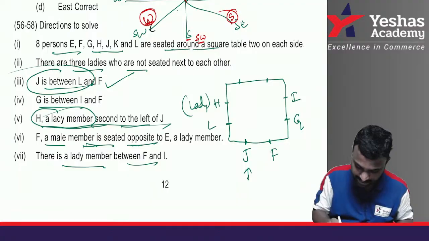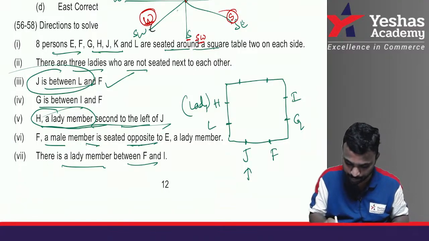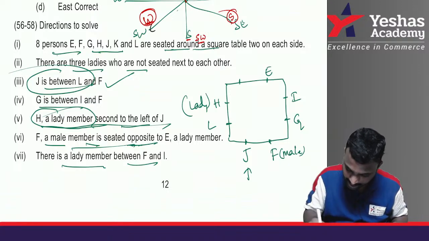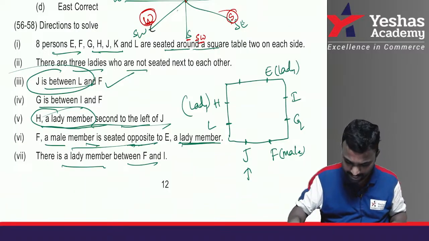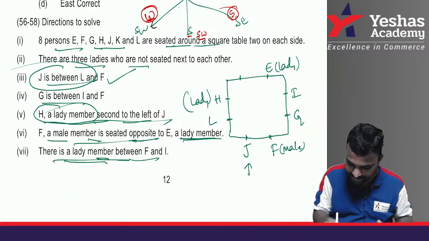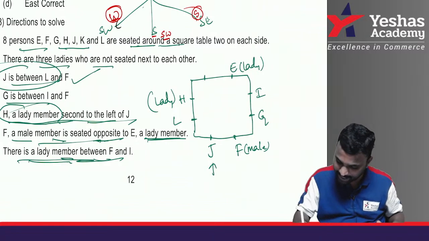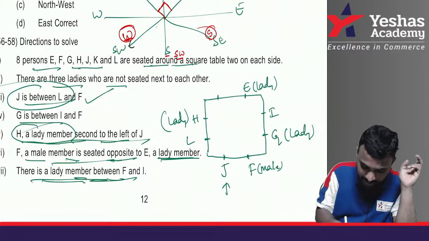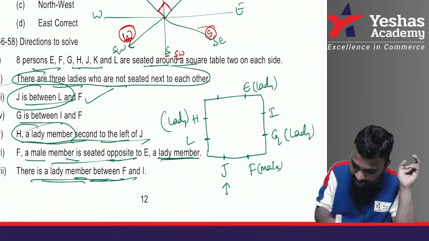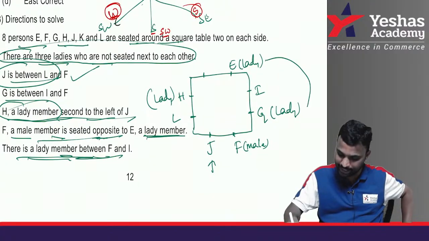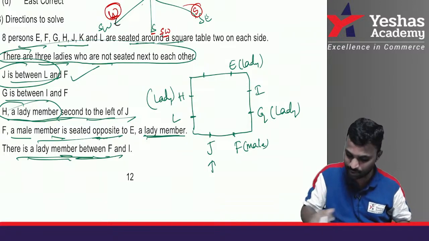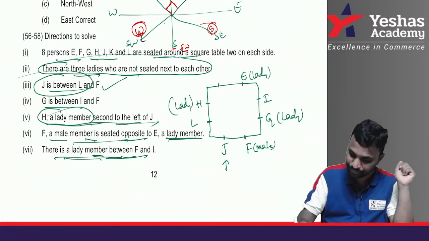Now, what is it that they've said? A male member is seated opposite to E. F is a male member seated opposite to E. So E should be here, and E should be a lady. And then who else is a lady member? There is a lady sitting between F and I. Between F and I, G is sitting, so G should be a lady. Guys, regarding ladies, they have said a condition: there are three ladies who are not seated next to each other. You can see no two ladies are next to each other. That condition is also fulfilled. Is it clear, everybody?